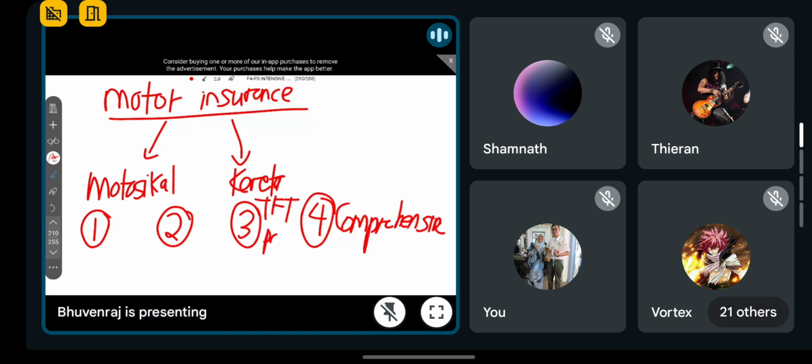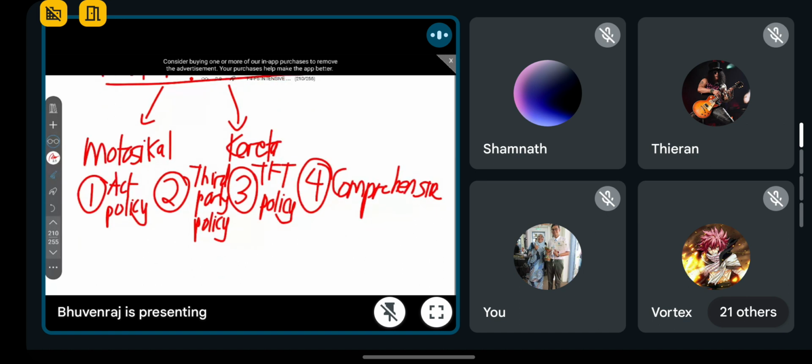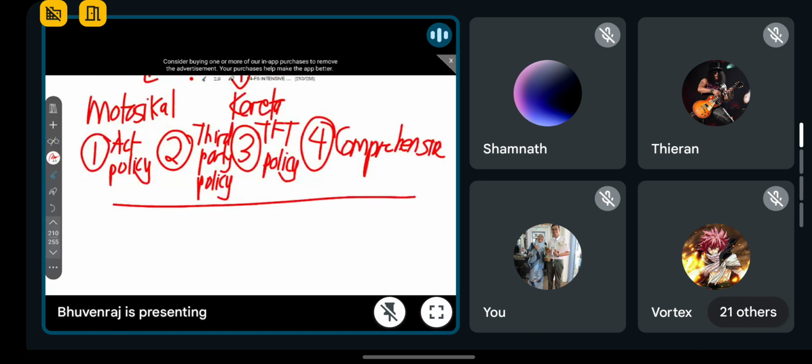I panggil TFT guys, third party fire and theft. Lebih ringkas. Then there's also third party. Satu lagi guys, there's one more. The most simple policy. Policy yang paling ringkas. Yes, correct. Act policy. Okay. Jadi kalau kamu cuba baca dari sini ke sini, it is getting simpler. Jadi lebih ringkas.